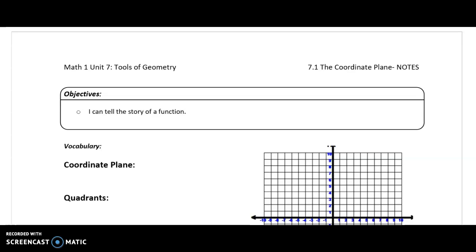Unit 7, Features of Functions. Section 1 is going to cover the coordinate plane basics. The objective for this lesson is that you should be able to tell the story of a function.